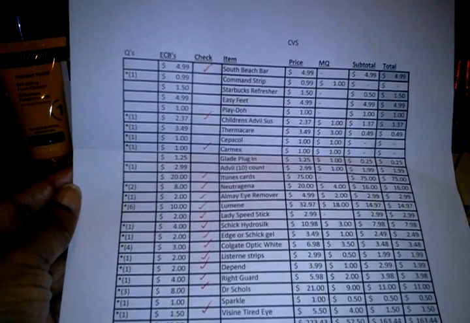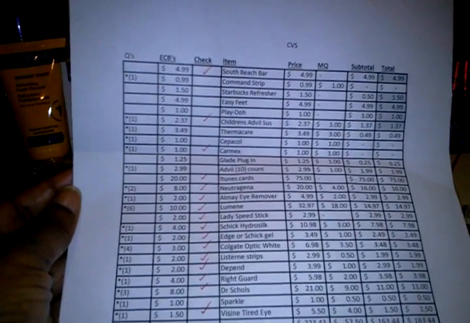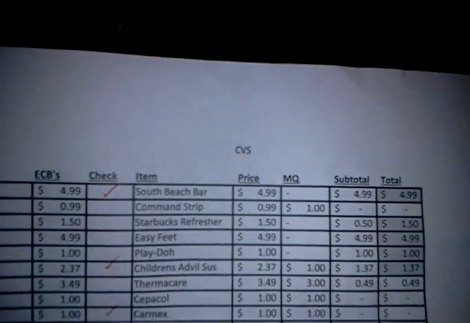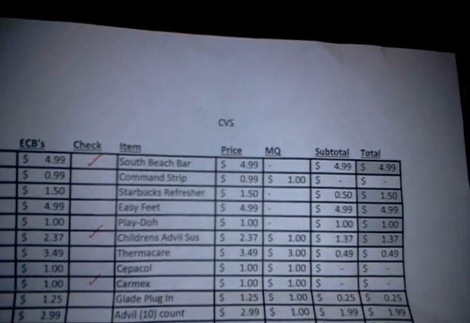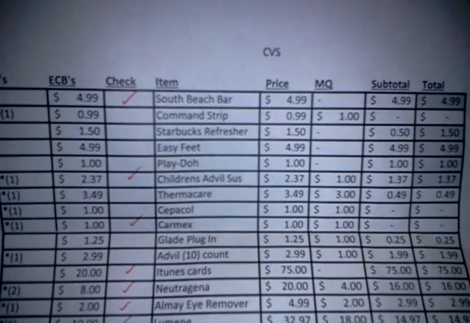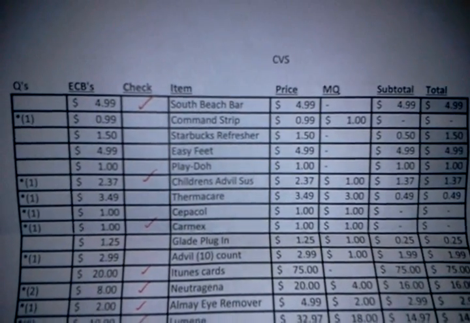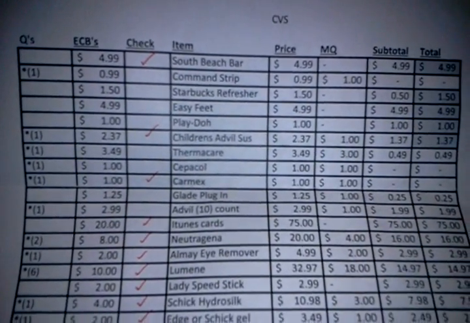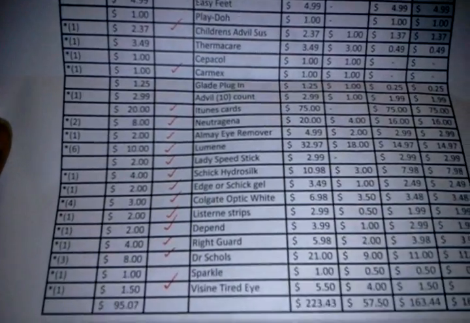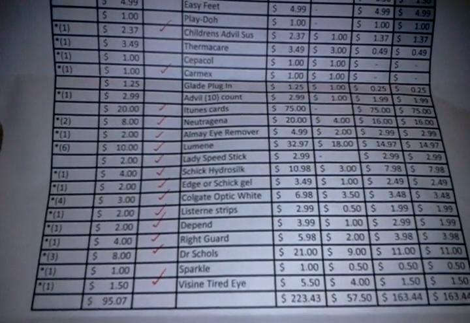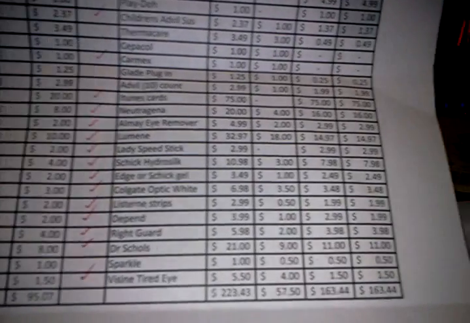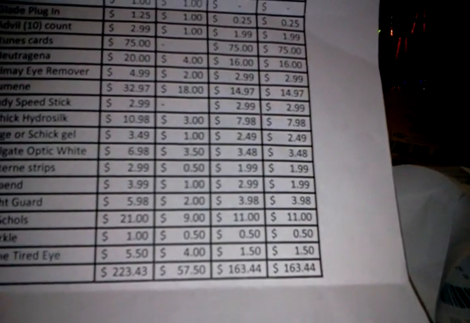I knew at this point that it's Tuesday, the sale started on Sunday, that most of the items would probably be gone, like the ones at the top here, like the South Beach bars, $4.99 get $4.99 back. I actually did find that. What I didn't find was the Command strips, the Starbucks Refreshers, the Easy Feet, the Play-Doh, Thermacare wrap, Cepacol, the Glade plug-in, the Advil 10 count, the Sparkle paper towel, which is the 1 count. Those are the items I didn't find. Now, this is what I expected to get back, $95.07 in Extra Care Bucks. That is what I expected my total to be.